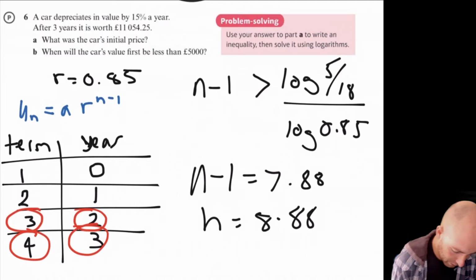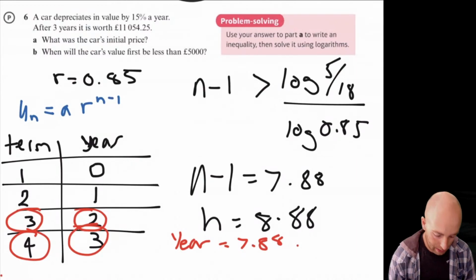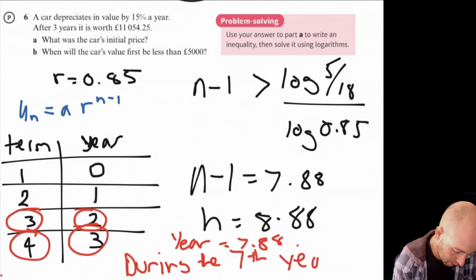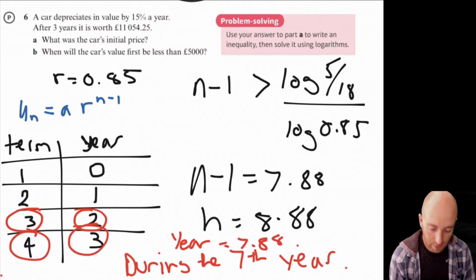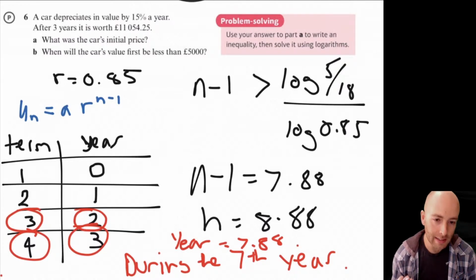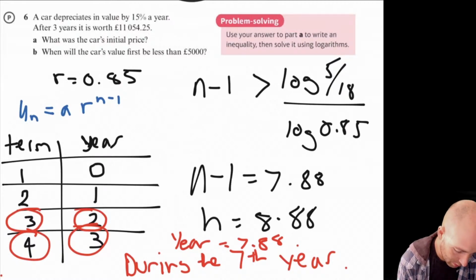So there's a few different things you could say here. I'm going to write here year equals 7.88. So we could say it's during the 7th year, say towards the end of the 7th year. You could work out when if you wanted, or you could say it's after 8 years. So I think I'd go for during the 7th year.